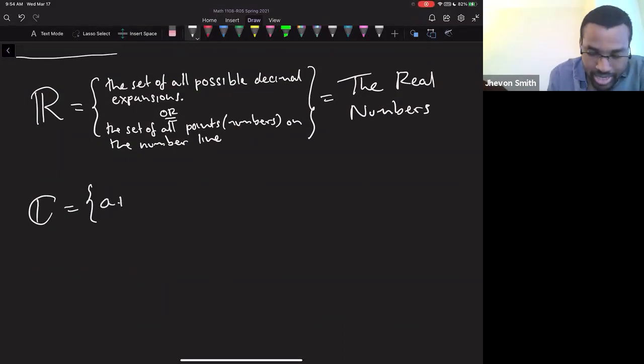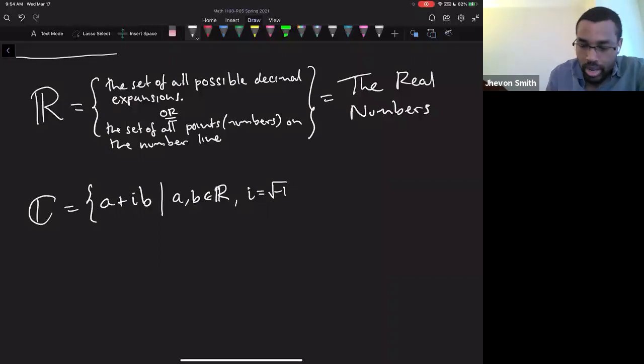So this guy here is the set a plus ib, where a and b are real numbers. i is the square root of -1, which we invent a number to be that describes that. So we like these guys because it allows us to take square roots of negative numbers and things of that sort, and it gives us a whole other dimension to the number line. So it gives us a vertical axis on the number line and then creates an entire plane of numbers. This is called the complex numbers.